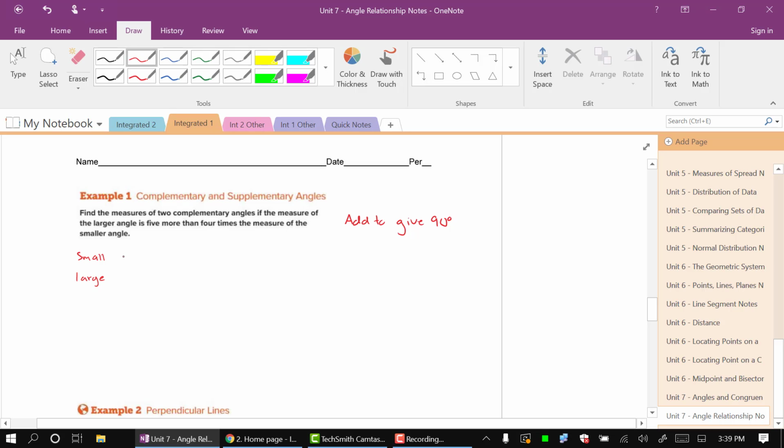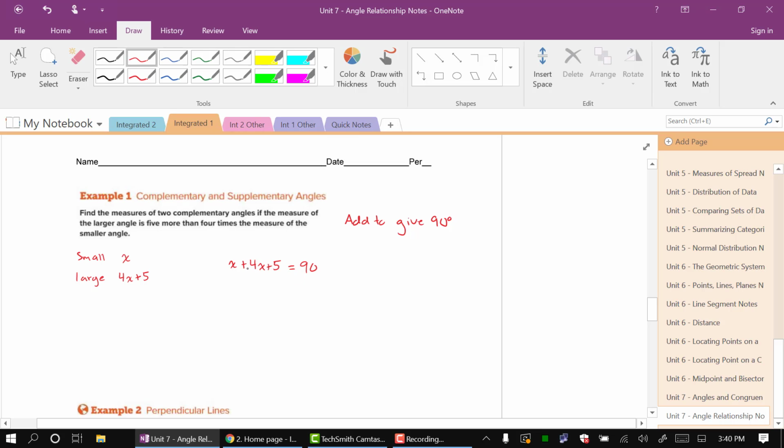The small angle, whatever that is, that's going to be x. The large angle is 5 more than, so that'll be plus 5, 4 times the measure of the small, 4x. So these two angles together give us 90 degrees. This is going to be x, our small angle, plus 4x plus 5, our large angle, summed together to give us 90 degrees, our complementary angle.